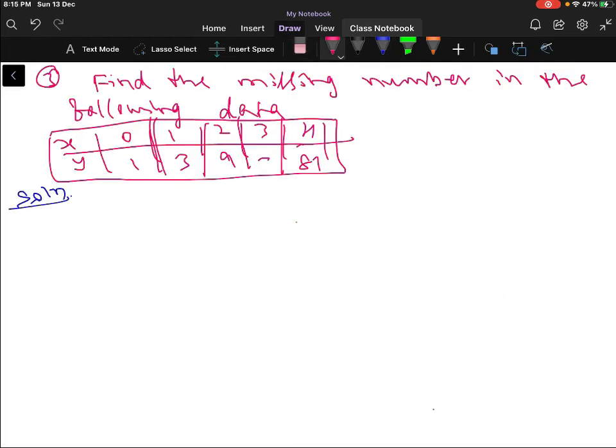We consider next problem. Find the missing number in the following data. X and y values are given. When x is 0, y is 1, x is 1, y is 3, x is 2 and y is 9. For x is 3, y is unknown. Let us consider that is a. When x is 4, y is 81. So let us construct the forward difference table to find the value of y at x equal to 3.